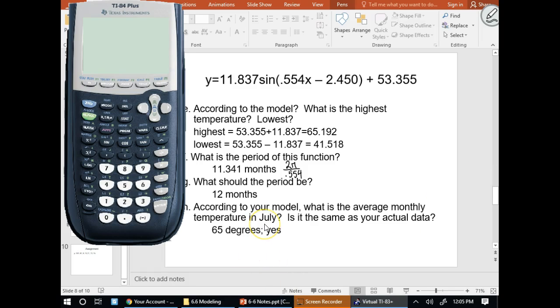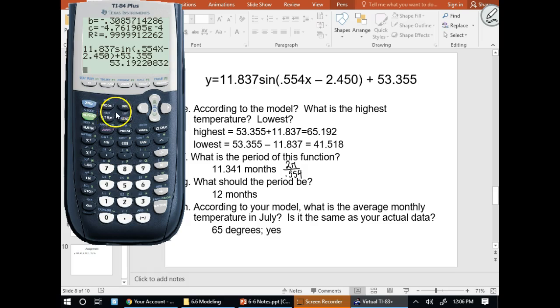So July, what number would I plug in for July? 7. So I can just go to the main screen and type 11 sine of 0.554 x minus 2.450 plus 53.355. I'm getting something way off from what I have here.